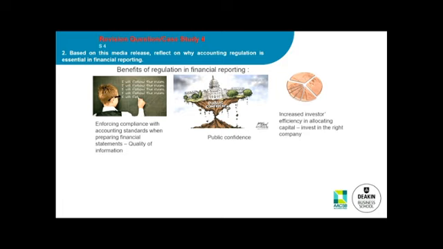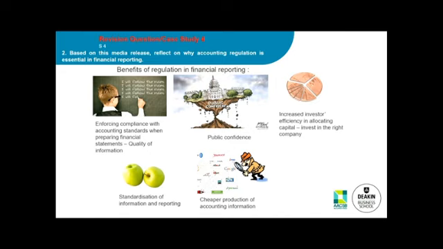So if there is a lot of transparency in the market, that allows you as an investor, provided that you understand what companies are doing, a good opportunity to efficiently allocate your resources, meaning that you invest in the right companies for you as an investor. Standardization of information and reporting ultimately leads to cheaper production of accounting information, right? If you have standards that you have to follow and the whole space is regulated, then it's a lot easier for you to actually prepare the financial statements and know what can happen if you don't do them in the right way.